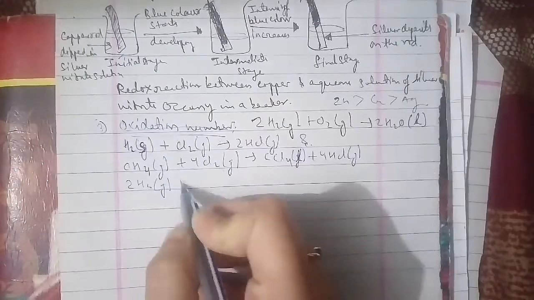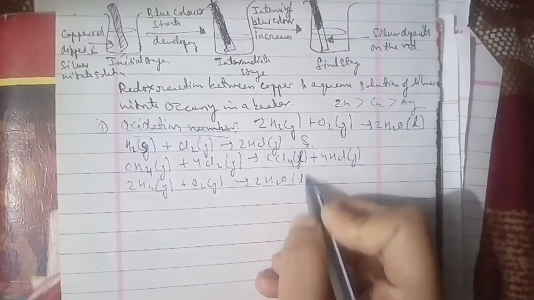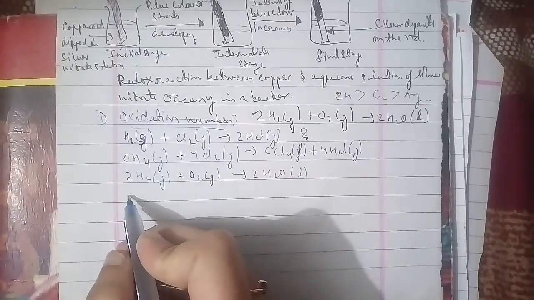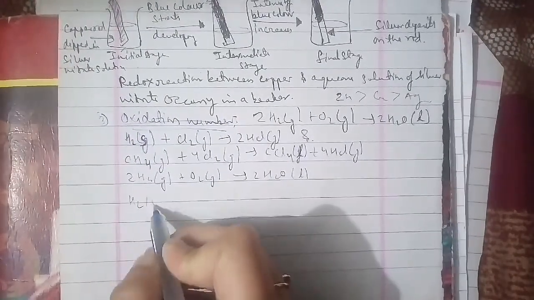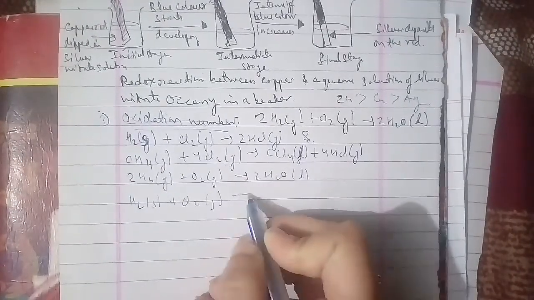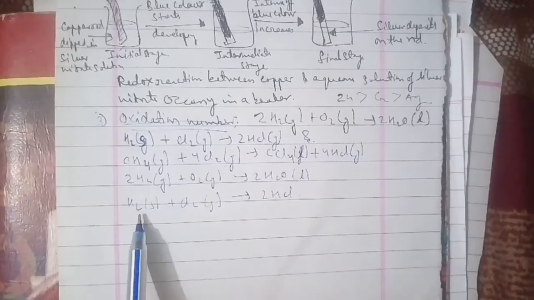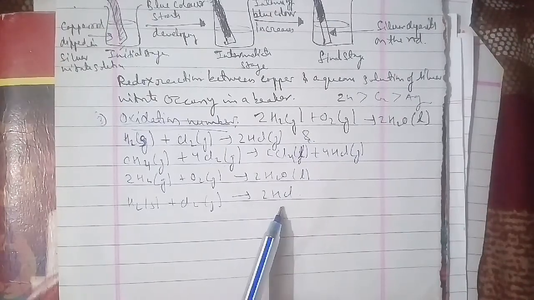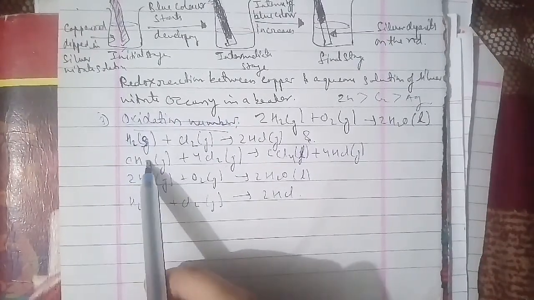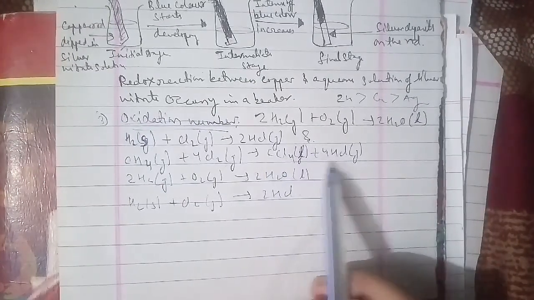2H2 plus O2 gas gives H2O, with 0, 0, plus 1 and minus 2. Next, H2 plus Cl2 gas gives 2HCl, with 0, 0, and plus 1, minus 1. Another equation we have here is CH4 plus 4Cl2 giving CCl4 plus 4HCl, with minus 4, plus 1, 0, plus 4, minus 1, plus 1, minus 1.